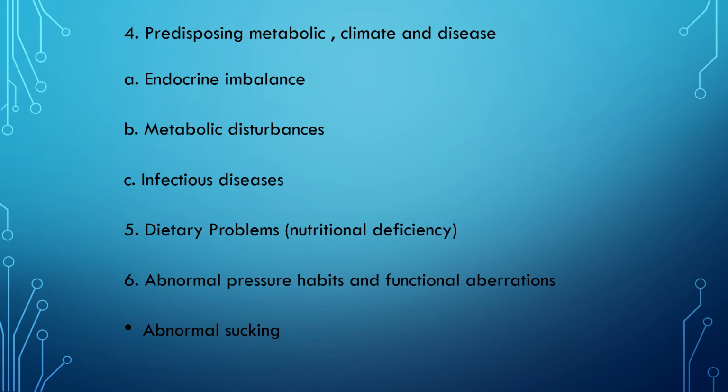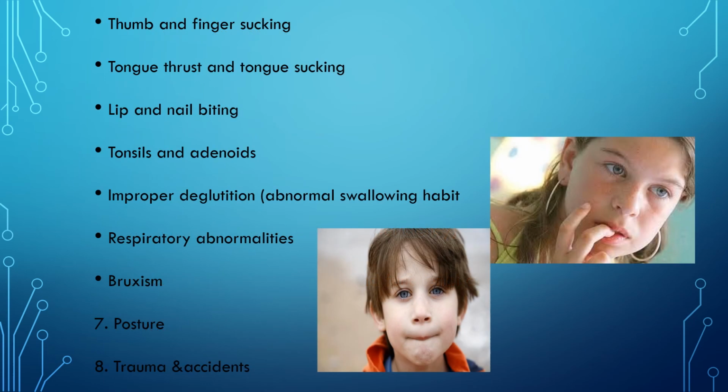Under abnormal pressure habits, you have abnormal sucking, thumb and finger sucking, tongue thrust and tongue sucking, lip and nail biting. You have tonsils and adenoids. You have improper deglutition, an abnormal swallowing habit. You have respiratory abnormalities. Maybe you breathe through your mouth instead of through your nose.